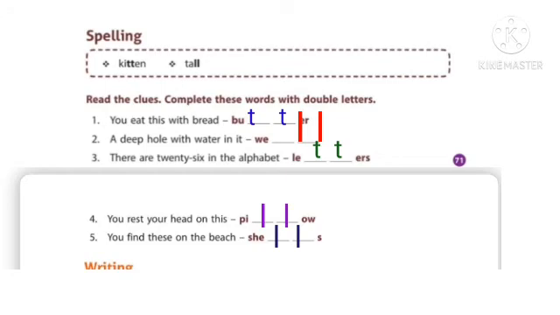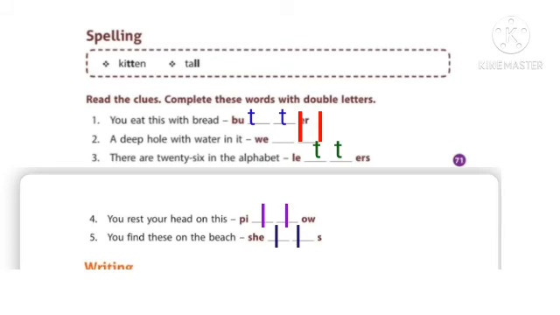So we can repeat all the sentences. First one: you eat this with bread and butter. B-U-T-T-E-R. Second one: a deep hole with water in it that we can call well. Spelling: W-E-L-L. Third one: there are 26 in the alphabet. Which is that? Letters. Spelling: L-E-T-T-E-R-S. And fourth one: you rest your head on this, pillow. P-I-L-L-O-W. And fifth one: you find these on the beach. Which is that? Shells.